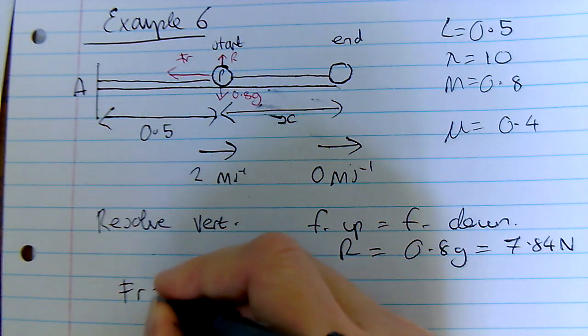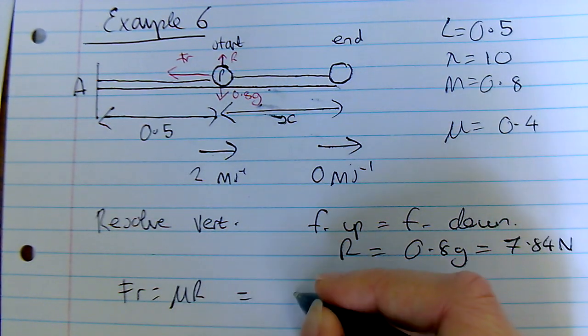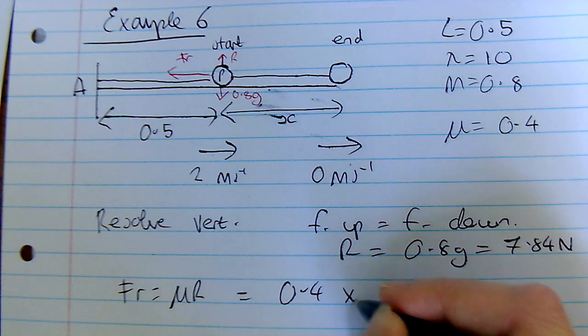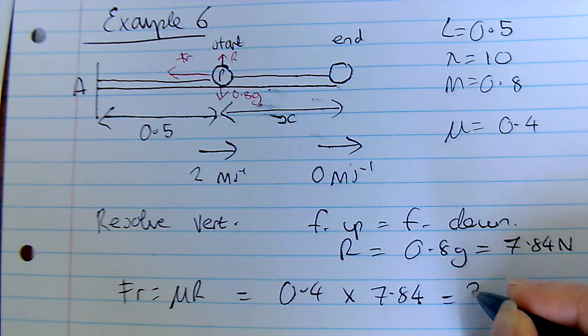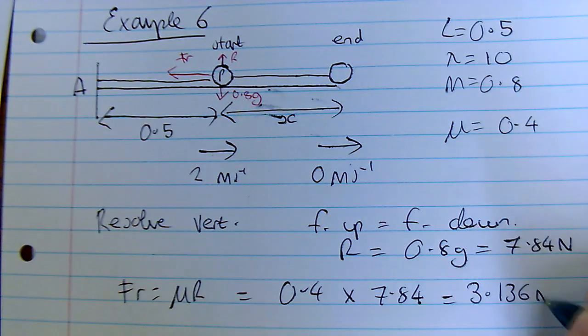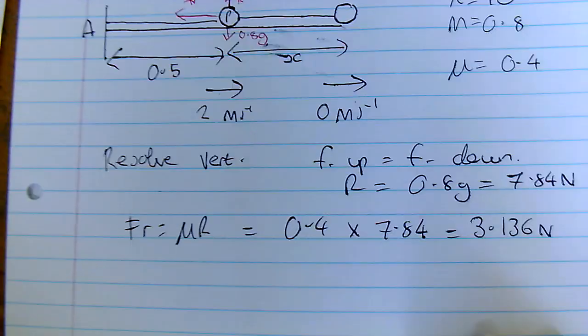Remember, friction is mu times R. Mu from the question is 0.4. R is 7.84. So I get 3.136 newtons for friction.